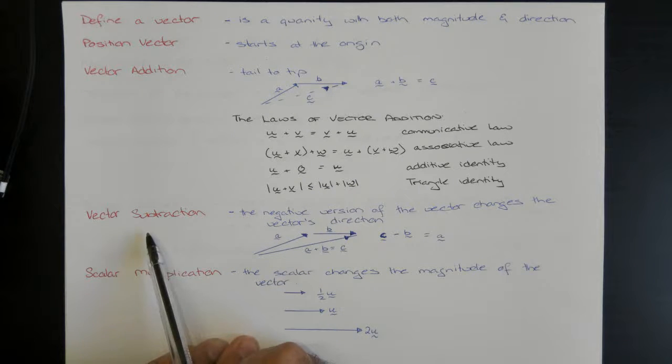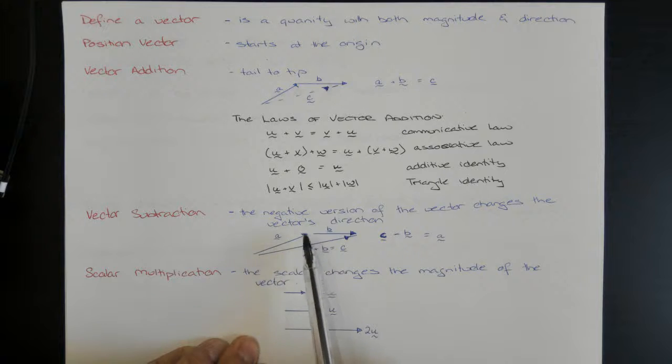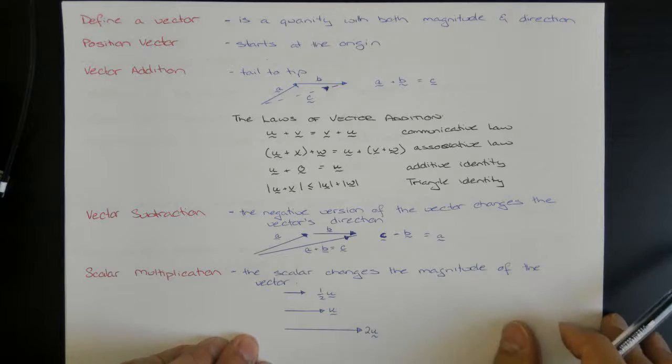Okay. Vector subtraction. So if we have a negative vector, it changes the direction. It keeps the size the same but changes the direction. So if I add C plus the opposite of B, that will give me the vector of A. Okay.